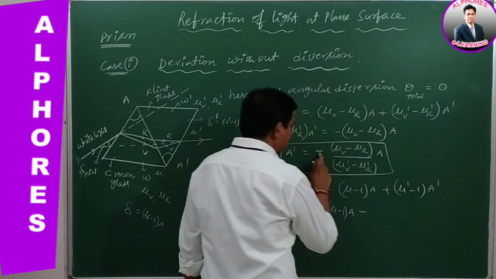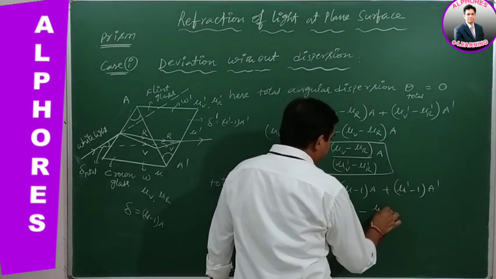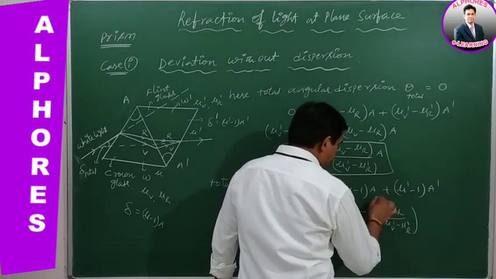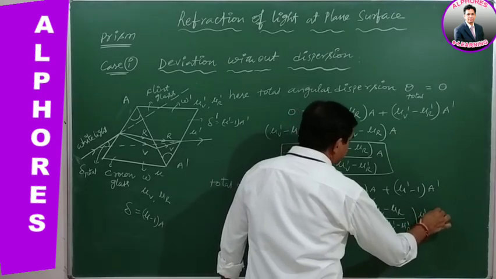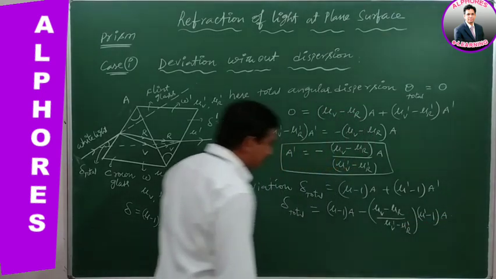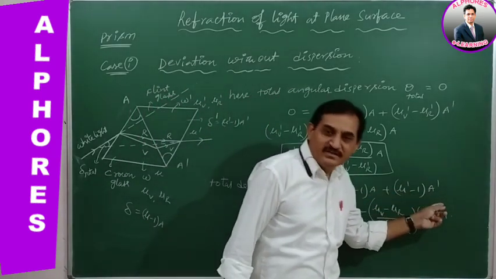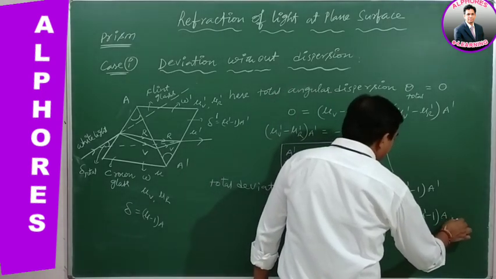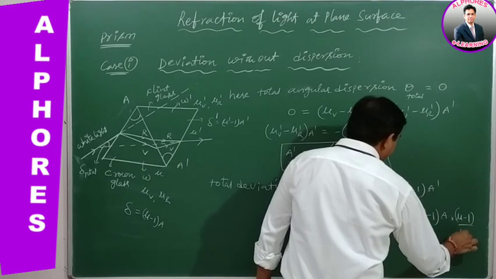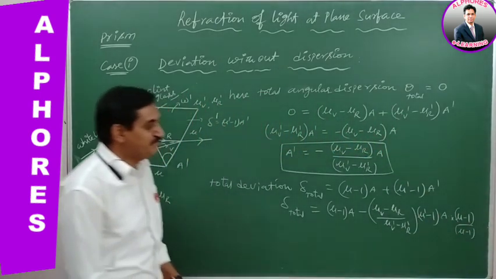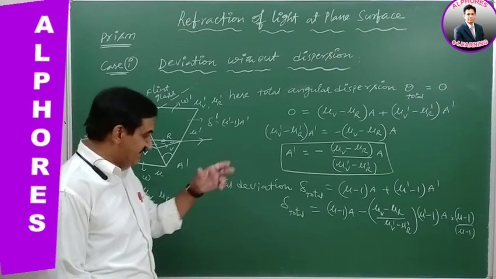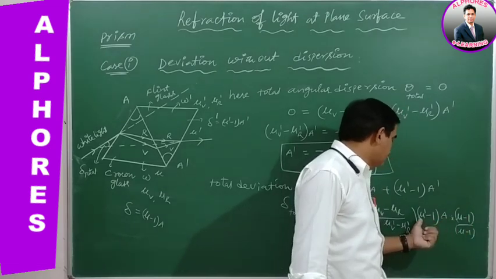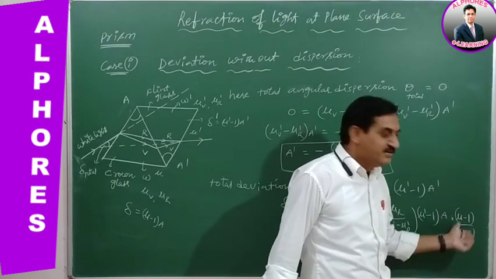So here already A dash equals negative sign negative, μV minus μR by μV dash minus μR dash into (μ dash minus 1) into A. By substituting this value instead of A dash, you are getting this one. Now do one thing: it is multiplied by μ minus 1 and divided by μ minus 1. Multiplied and divided by μ minus 1 for the second term. Here it is μ minus 1 and μ minus 1. So this term is multiplied and divided by μ minus 1.